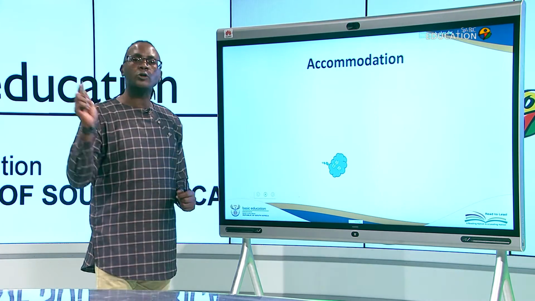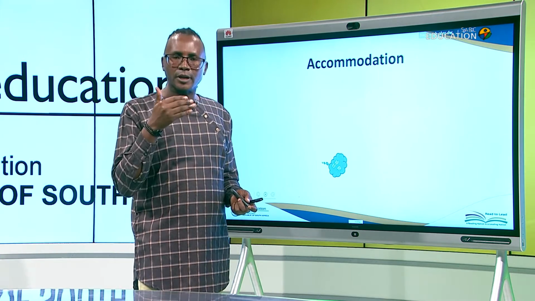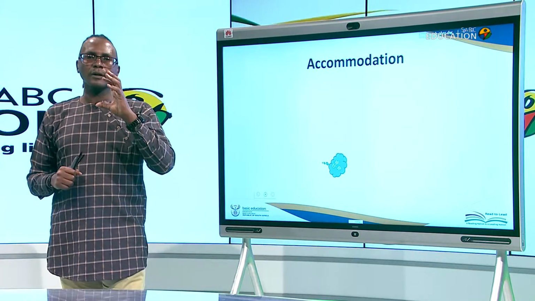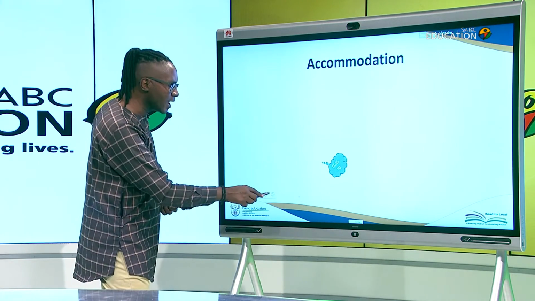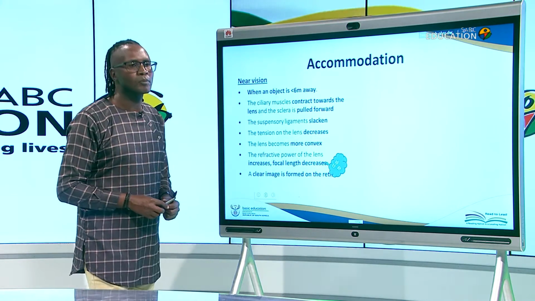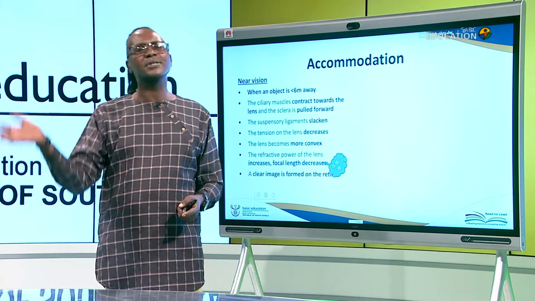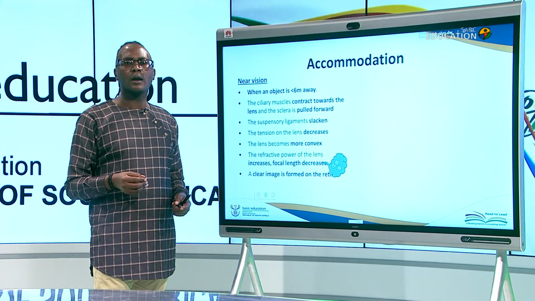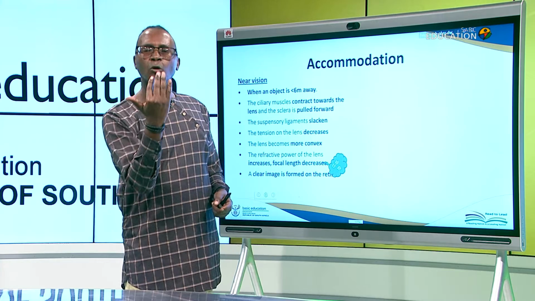Now, I told you accommodation is the ability of the lens to focus near vision and far vision. In this case, grade 12, you need to study one scenario: near vision. When you study near vision, there's no need for you to study far vision, because far vision automatically becomes the opposite. So what's happening when I'm seeing an object closer to me?